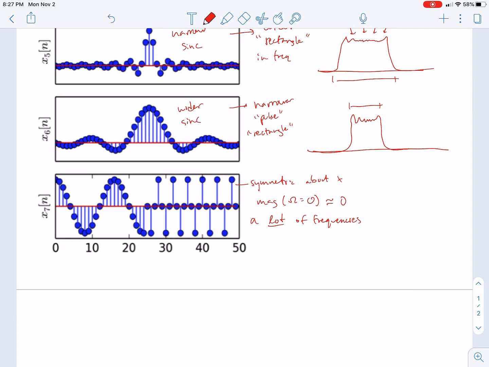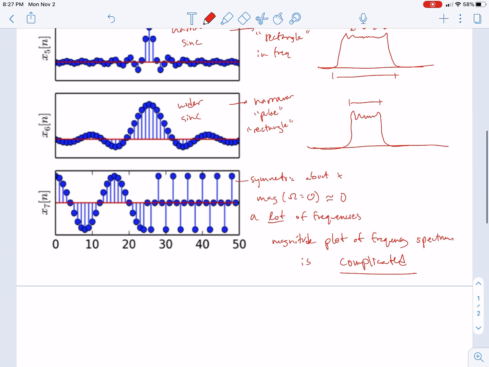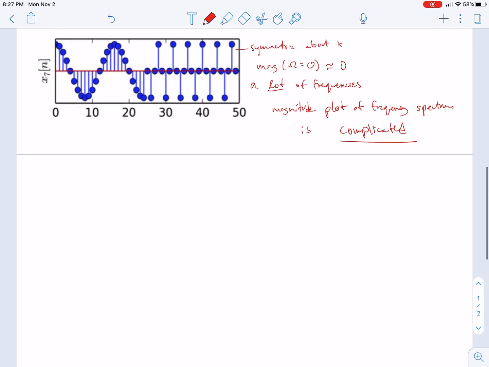So I can honestly tell you that the magnitude plot of the frequency spectrum is complicated. I know that's not what you probably want to hear, but at this point, since you've identified everything else, you can take the frequency domain plot you probably don't have much of an explanation for, that looks really weird and crazy, and call it the magnitude of the frequency plot corresponding to x7 of n.